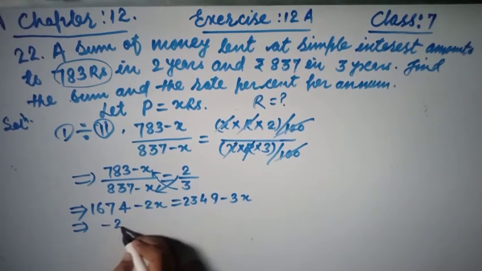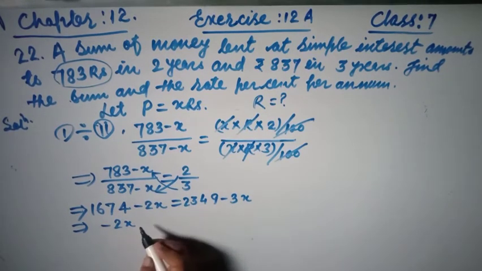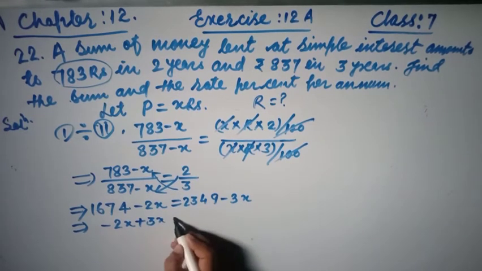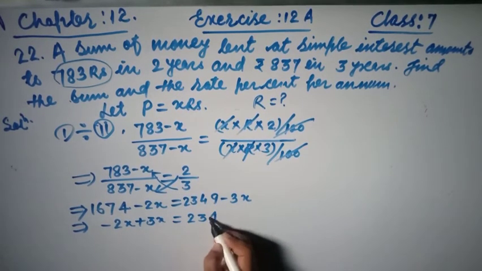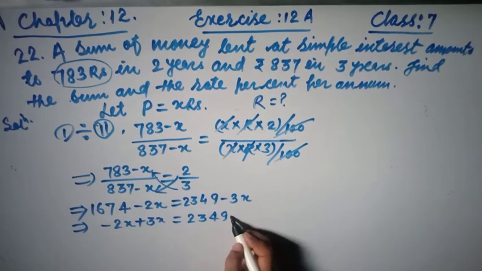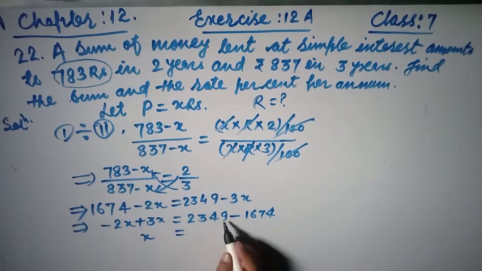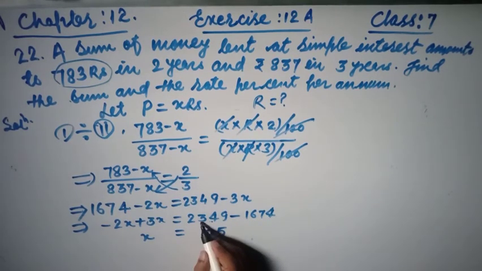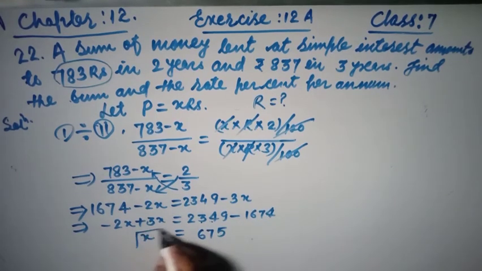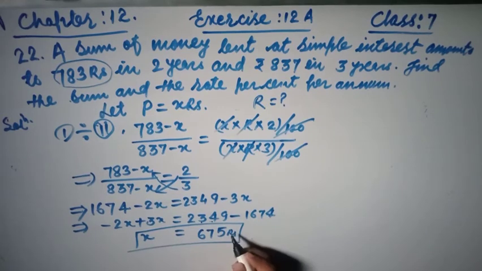Now friends, here is the minus 2x as it is. Bring this minus 3x to the left hand side, plus 3x. This 2349 as it is, bring this to the right hand side, negative. Now subtract, this is only x, 9 minus 4 is 5, and 14 minus 7 is 6. So now friends, this is your answer. So the P, that means the sum of money, is 675. So this is the first answer.